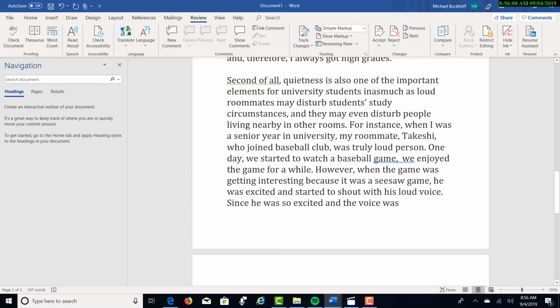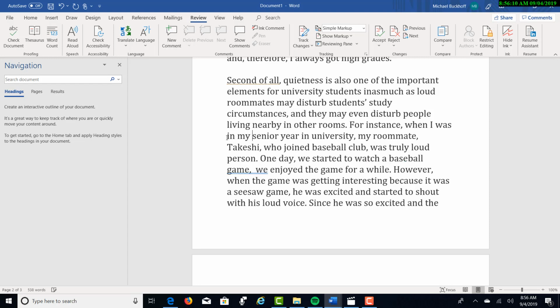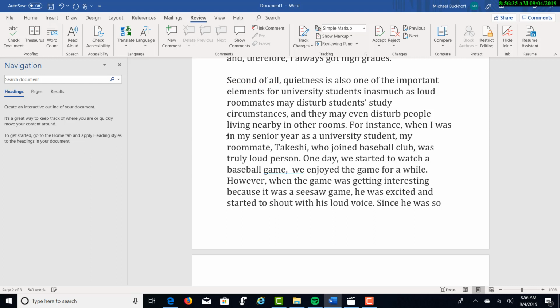"For instance, when I was a senior," and we have to fix this: "when I was in my senior year," how about "as a university student, my roommate Takeshi," and I'm going to change this to past.